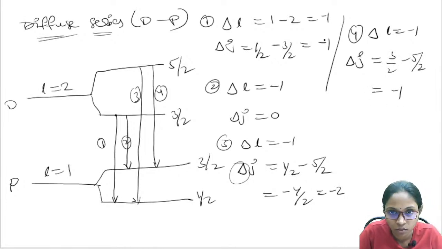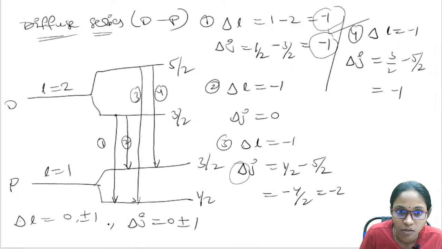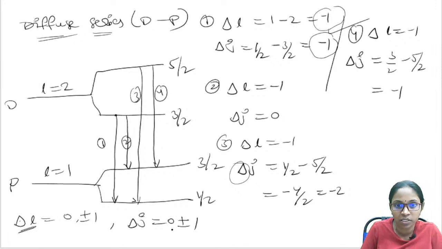Now check against the selection rules. Delta L minus 1, delta J minus 1 is possible. The transition is possible. Why? Because the selection rules are 0, plus or minus 1. The delta L value must be 0 or plus 1 or minus 1, and the delta J value must be 0 or plus 1 or minus 1.